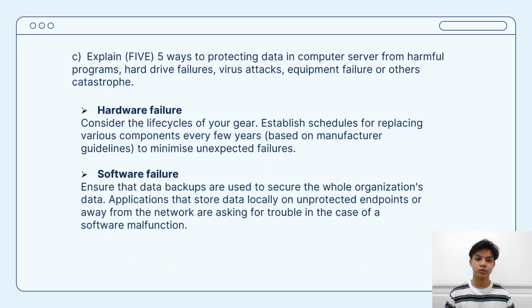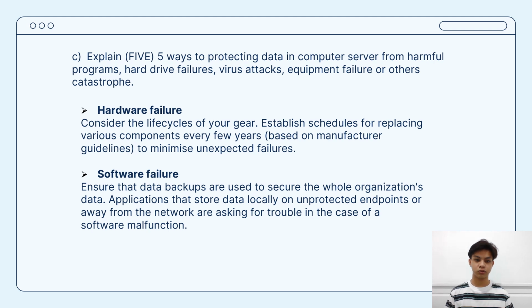Okay, now for the last question, that is question C. Explain 5 ways to protect data on a computer server from harmful programs, hard drive failures, virus attacks, equipment failure, or other catastrophes. So the first one is hardware failure. Consider the life cycle of your gear. Establish a schedule for replacing various components every few years based on manufacturer guidelines to minimize unexpected failures.